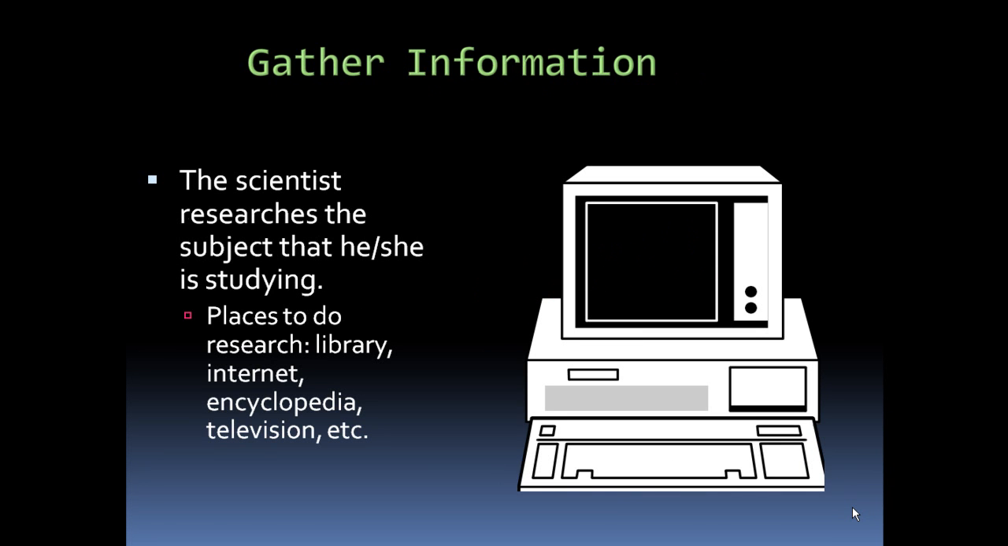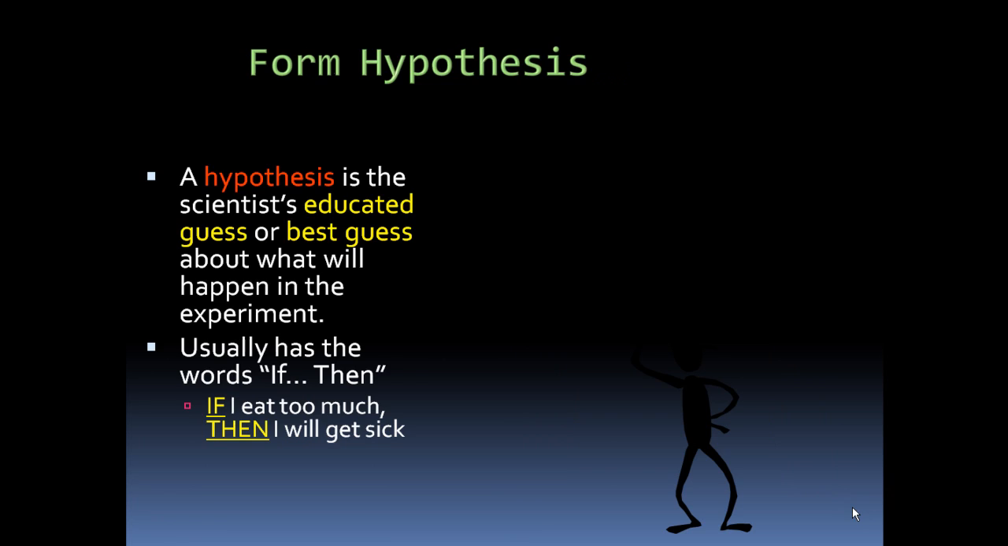And then you have to gather information about the subject. You want to know what other people have done, what's exactly going on. So you basically do research at this point. You can do that with the library, internet, encyclopedia, television. You can do that by interviewing other scientists. So there's a lot of different ways to gather information.